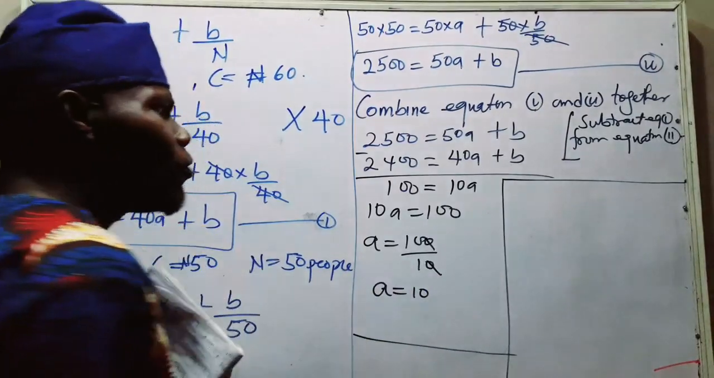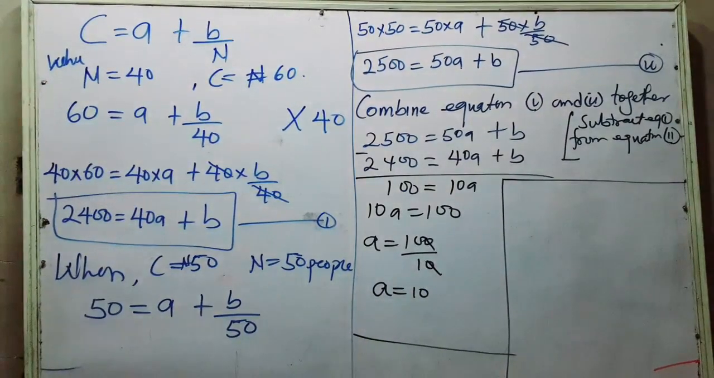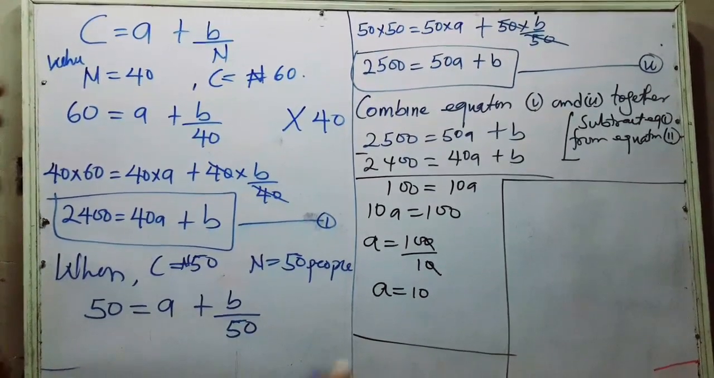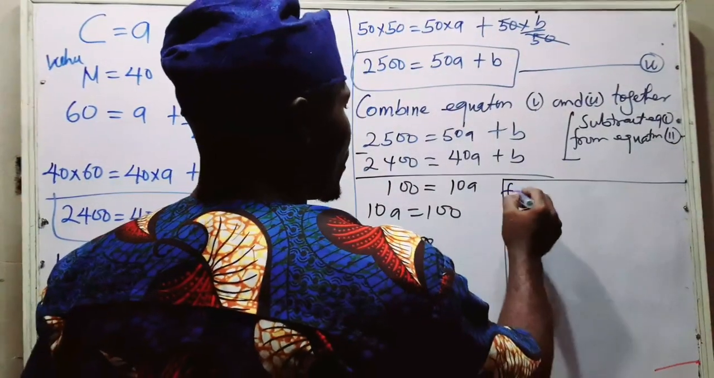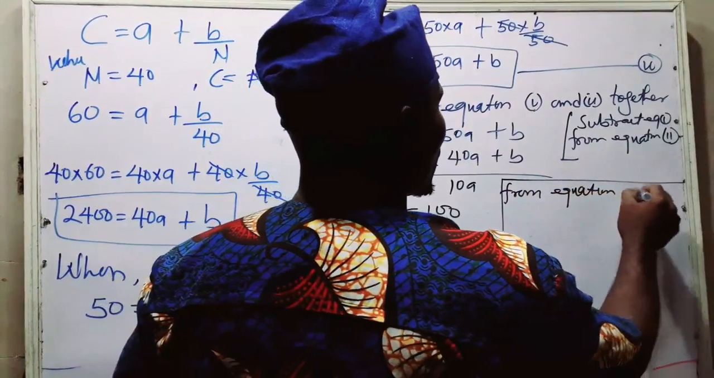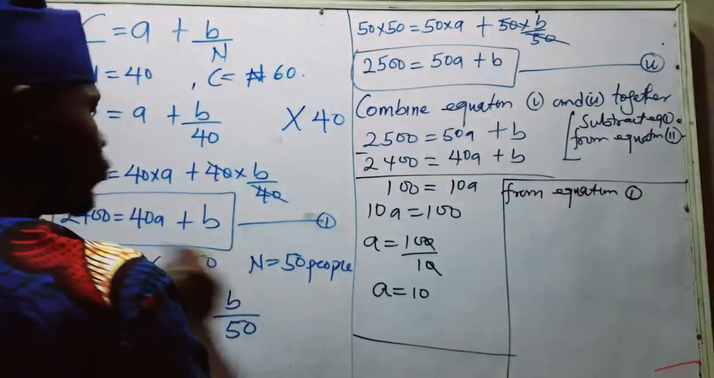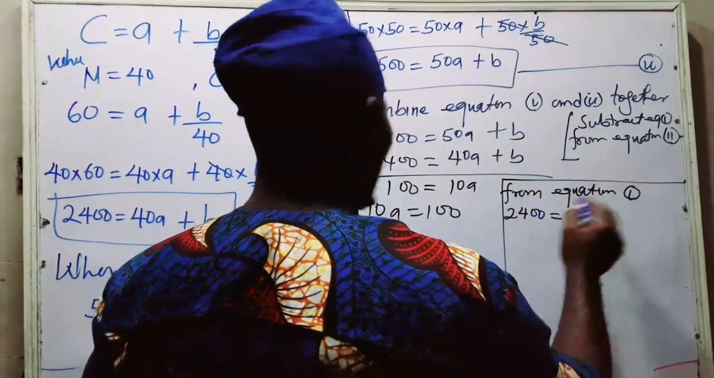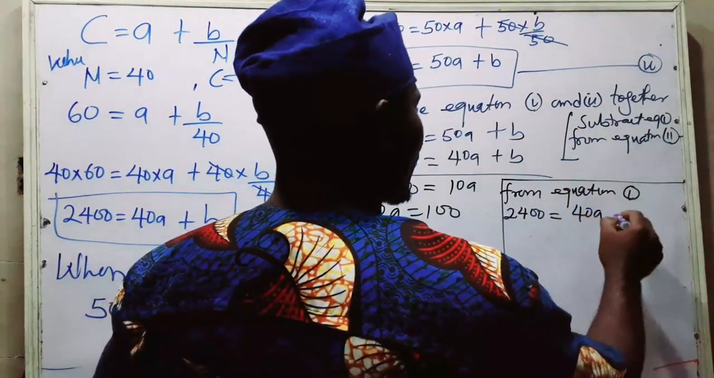So if the value of A is equal to 10, we have the right to take any of the equations to represent it. So if A is equal to 10, let's take from equation 1. From equation 1, which is 2,400 is equal to 40A plus B.